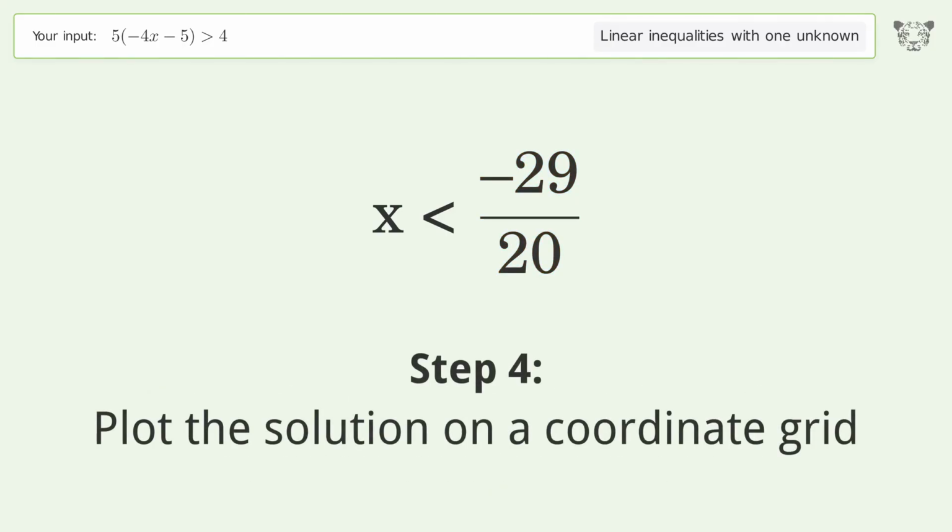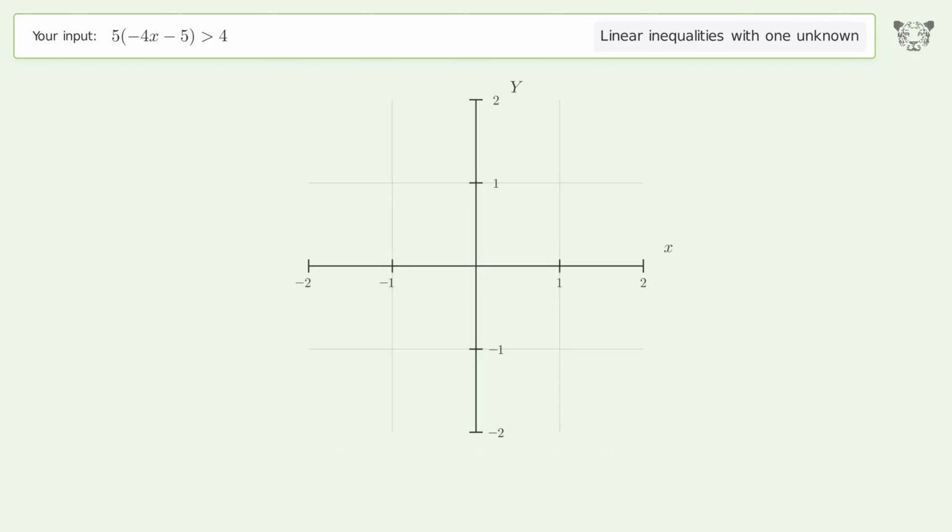Plot the solution on a coordinate grid. And so the final result is x smaller than negative 29 over 20 smaller than negative 19 over 20.